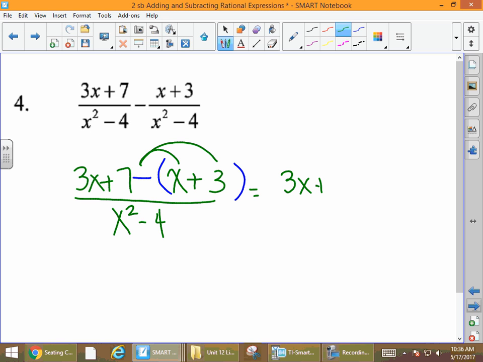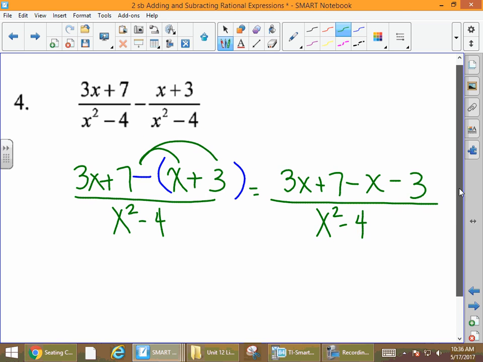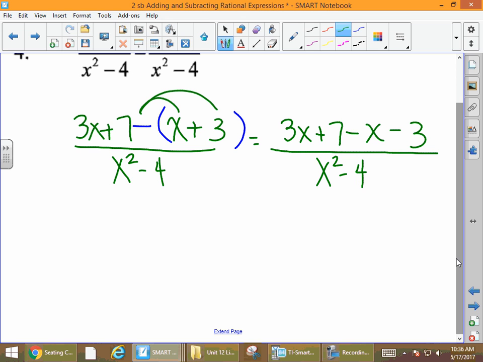So we have 3x, well, let me write it. 3x plus 7 minus x minus 3, all divided by x squared minus 4. Combining like terms, 3x minus 1x is 2x, 7 minus 3 is 4, divided by x squared minus 4.